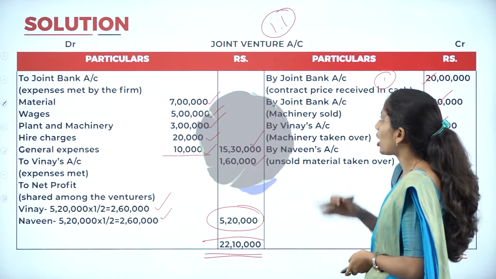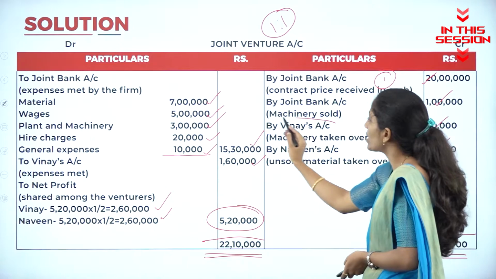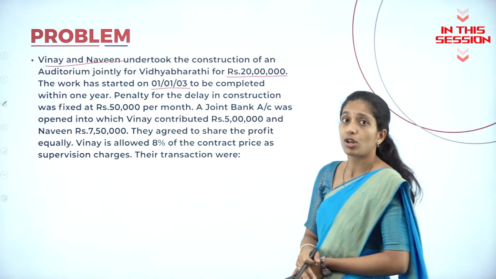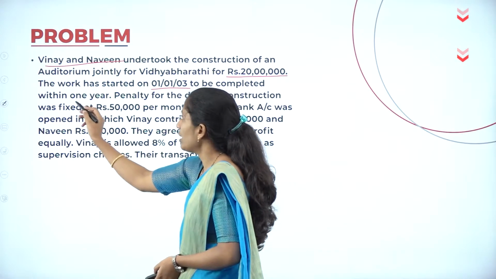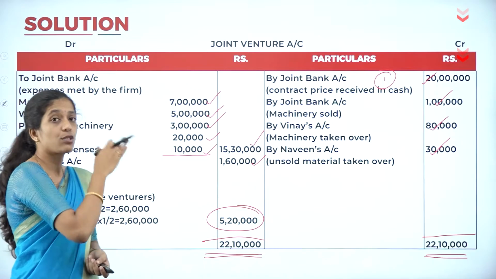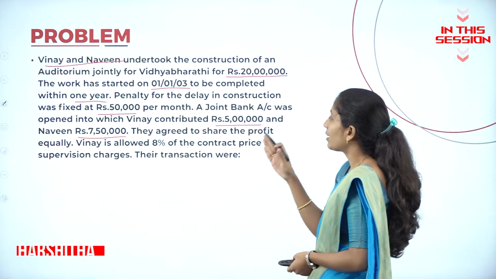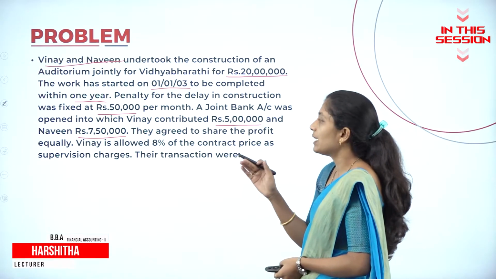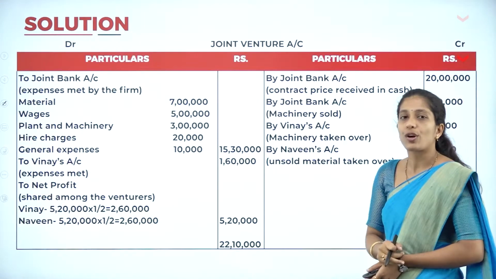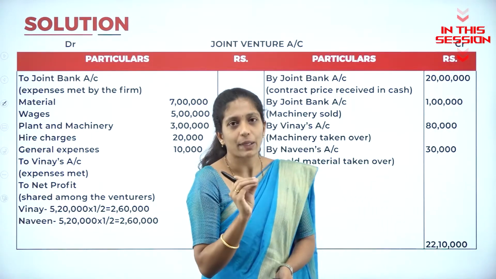Now if you see the joint venture account, if you see the credit side, here there is a venturer, that is Vinay, to be completed within 1 year. So the duration of the contract is how much? 1 year. Now what is this 5,20,000? Since the credit side is more than debit side, it means what? It is net profit. They have agreed to share the profit equally. So here they have given their profit sharing ratio 1:1. The first thing you are going to record in your joint venture account is the contract price.